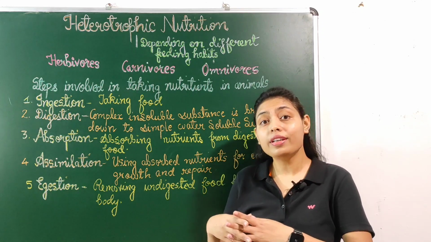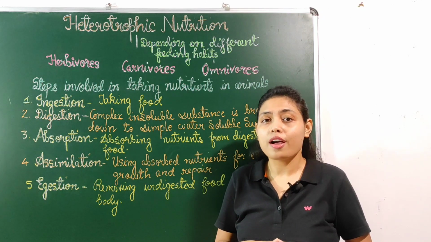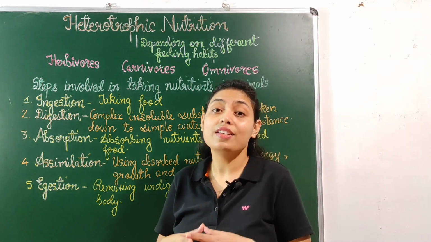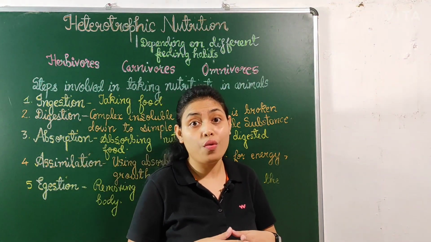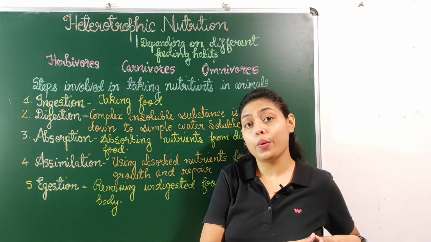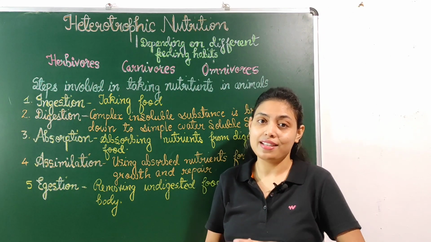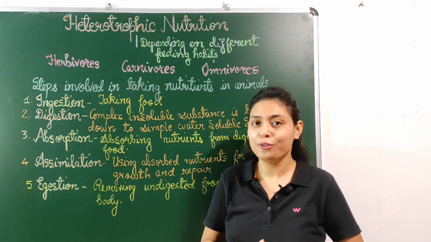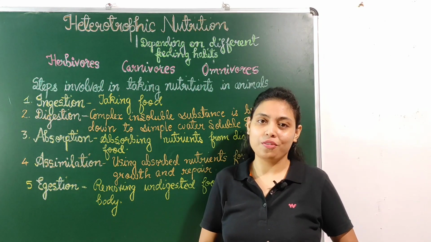Now the next step is absorption. What happens to the digested food? The digested food is absorbed by the blood and is transported to all different parts of the body. Why? Because the digested food contains nutrients, and we all know that nutrients are very important. They give us energy, help in the growth and development of the body, as well as help to repair the damaged cells. So, to provide nutrients to all cells, the absorbed nutrients are transported to different parts of the body.